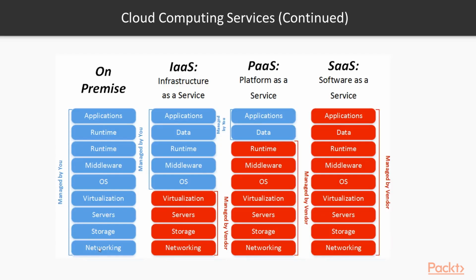As you can see in the diagram, if the infrastructure is on the premises, all the services have to be managed by you. However, in infrastructure as a service, the networking, storage, servers, and virtualization part is managed by the vendor, and the OS, middleware, runtime, and data and application are managed by you. In platform as a service, networking, storage, servers, virtualization, and operating system will be managed by the vendor, and the data and application part will be managed by you.